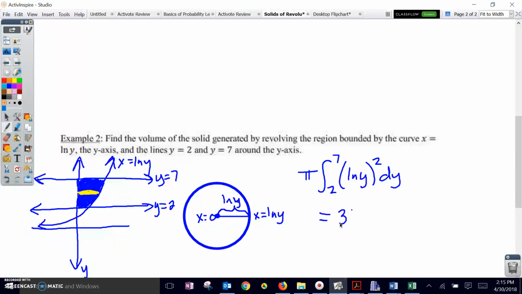34.793 is going to be our final volume for this solid. All right.